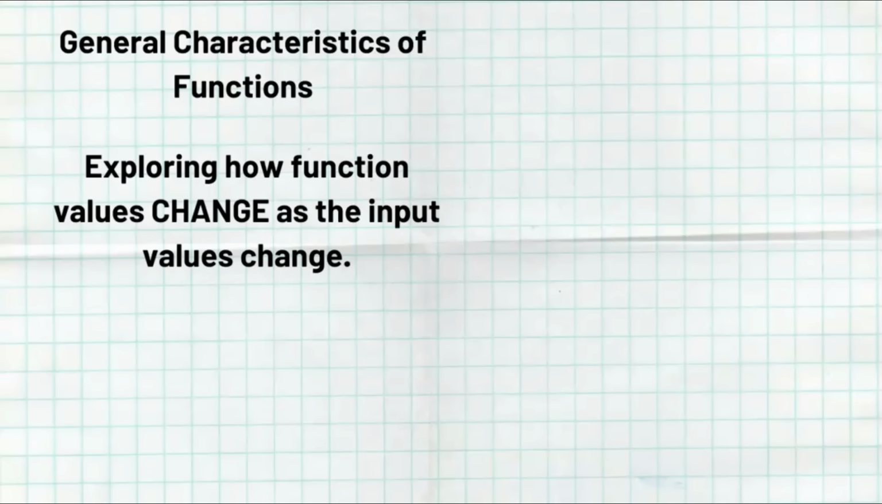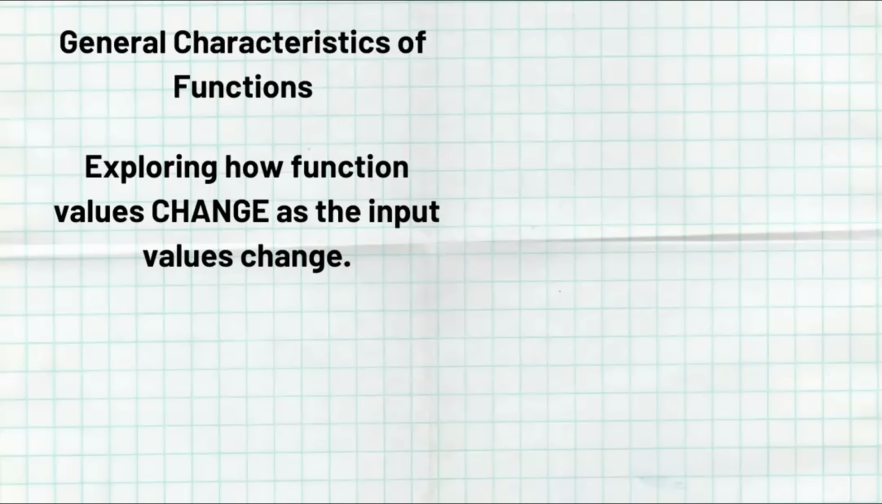So Unit 1 is primarily over polynomial and rational functions, but what it explores in Unit 1 is all about change, how these functions change. So we really want to focus on general characteristics of functions, exploring how function values change as the input values change. And there's tons of topics that we can examine here.